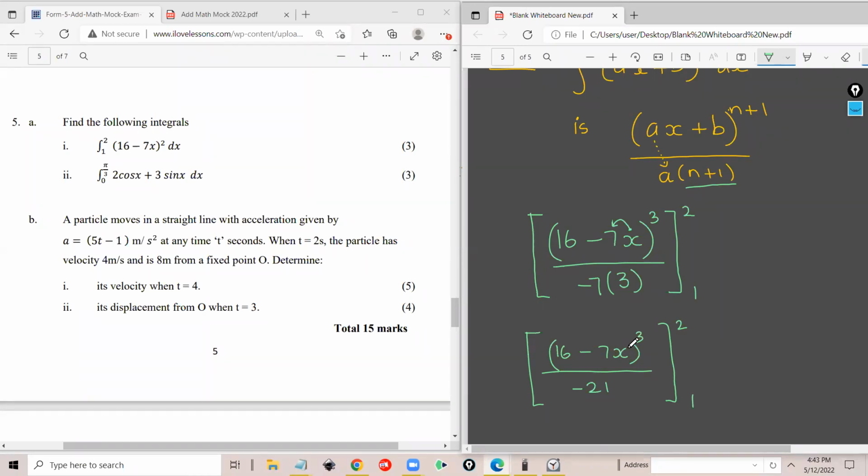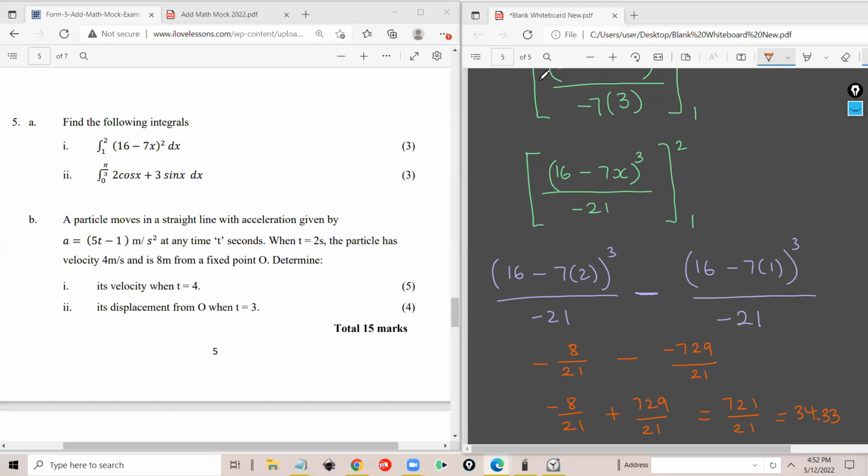One person said the answer is 34 for part 1. I really don't know the answer as yet, but keep going, guys. All right, so all I did so far was just substituting the 2, substituting the 1, right? You get the 2 answers in purple, and you have to minus both of them. And when we simplify it, don't forget that 2 minus signs will touch here to give you a positive, and the final answer is 34.33.